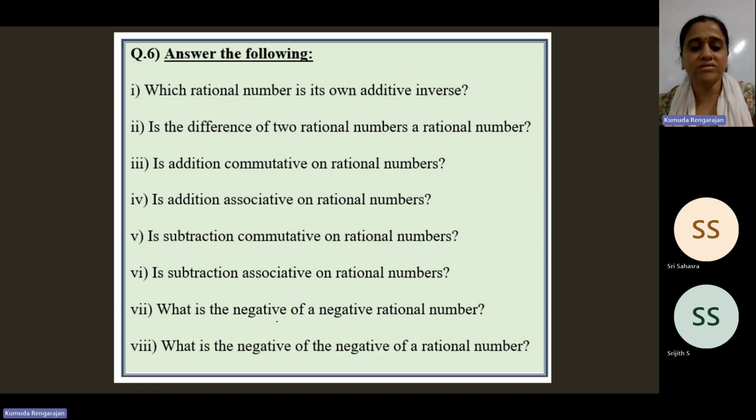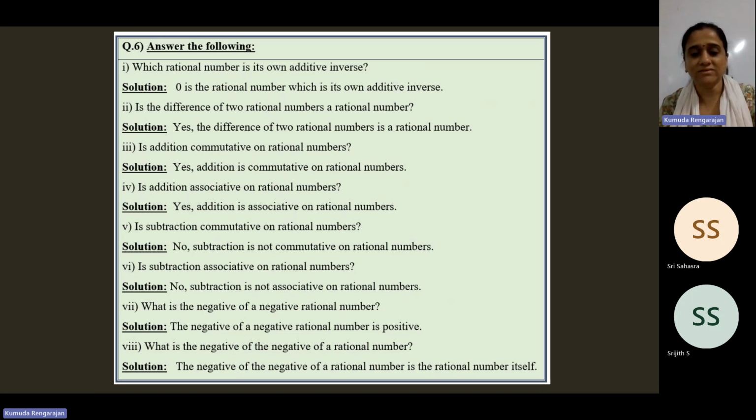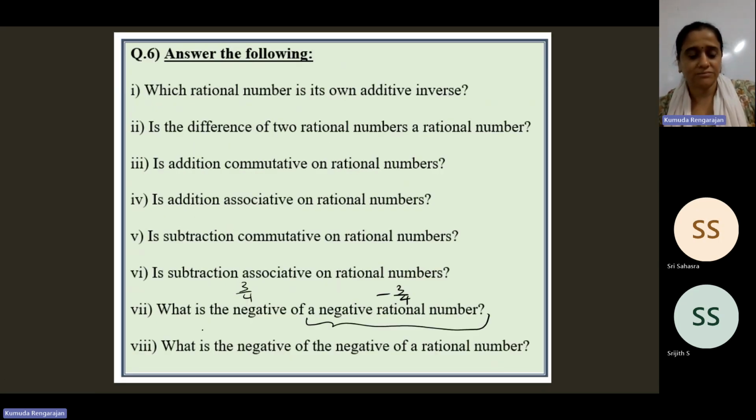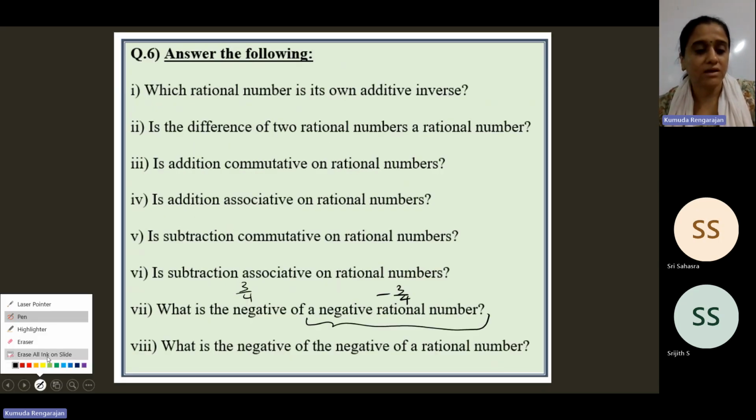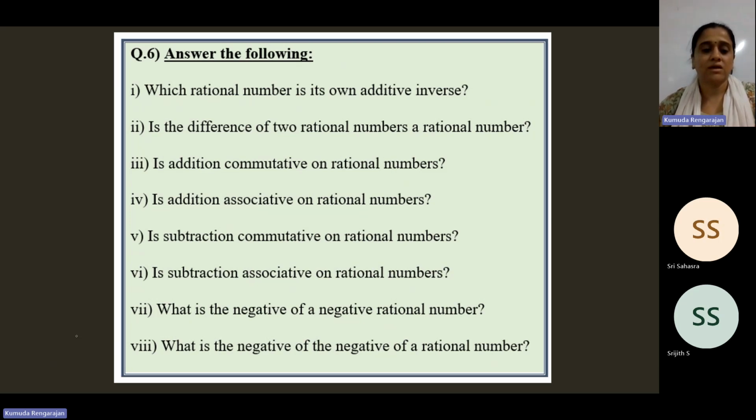What is the negative of a negative rational number? So let us take a negative rational number, minus 3/4. Now, what is the negative of minus 3/4? 3/4, it's positive. You've written the same question. Okay, the last one. What is the negative of the negative of a rational? Okay, they are different. You should get the difference between the two.